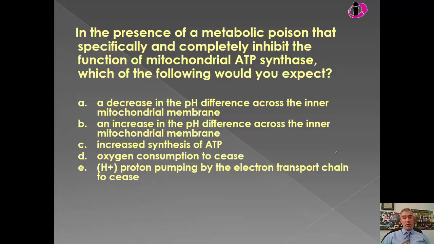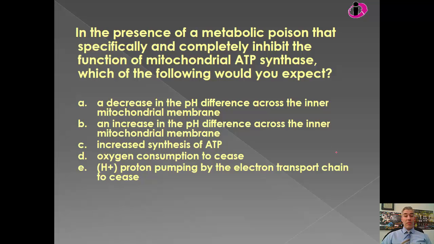A, a decrease in the pH difference across the inner mitochondrial membrane. It would actually cause a bigger increase because there's no flow of the hydrogens back across it. So it can't be A. B, an increase in the pH difference across the inner mitochondrial membrane. That could be true. So let's hold off on B. That's a good answer because you're constantly pumping the hydrogens across, but they can't flow back to reach the equilibrium of what they were before.